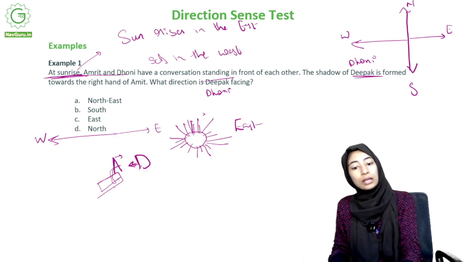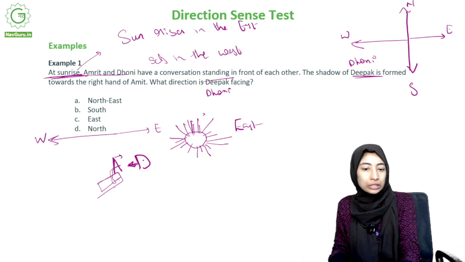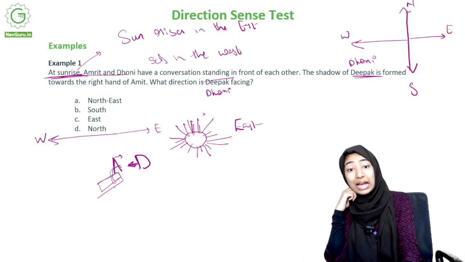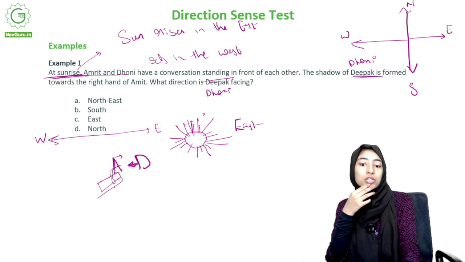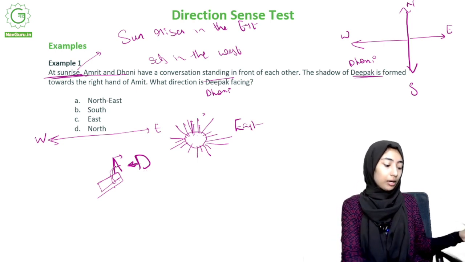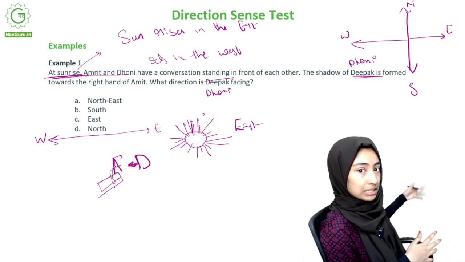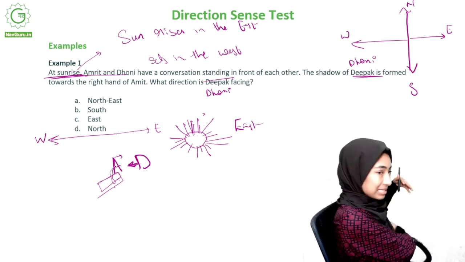So he should be facing ideally towards the west, but then you're given that the shadow is formed towards the right hand of Amit, is what you said, right? So if Amit is here, just imagine Amit is standing here. His right hand is somewhere here. So the shadow is formed somewhere here.